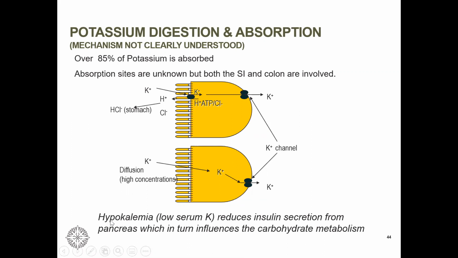Now there is something written here. Hypokalemia reduces insulin secretion from the pancreas, which in turn influences carbohydrate metabolism. I don't want you to remember this, but just that extra bit: people who are diabetic or insulin resistant would also be deficient in potassium, because the body is trying to make more and more insulin, and when we do so, we need potassium. A lot of recent evidence is coming up that potassium is important for glycemic control in our body.